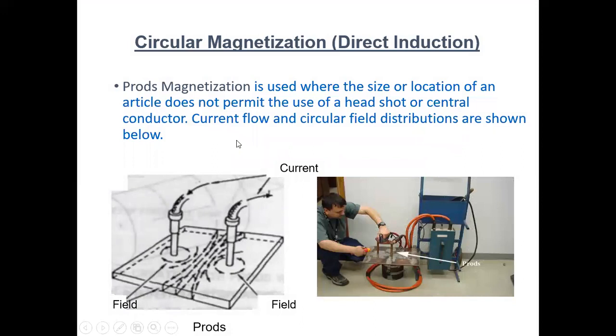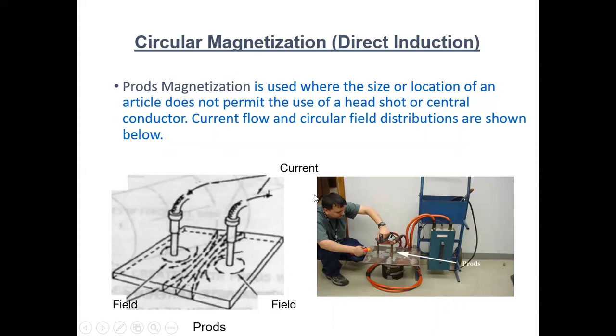Now, the second example of circular magnetization is prod magnetization, and this is also direct induction, because here we are sending current directly to the specimen, and we are getting a circular magnetic field here. These prods we make from aluminium or copper material, basically copper because of its conductivity.